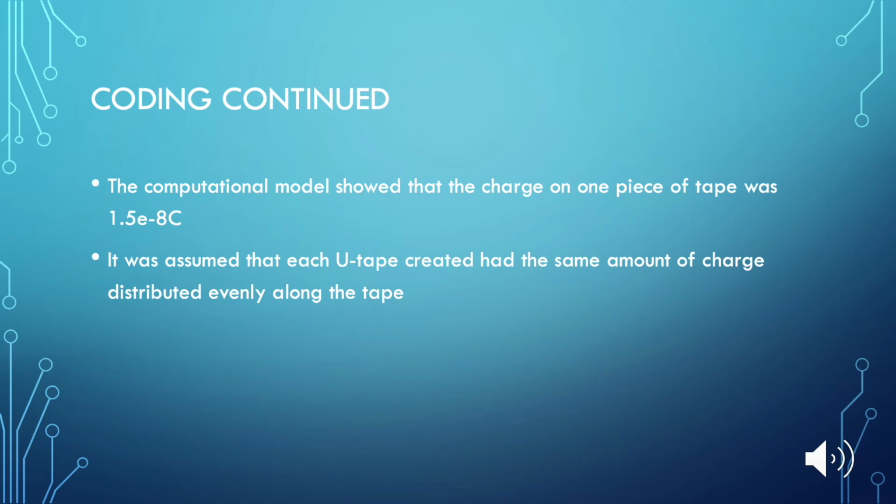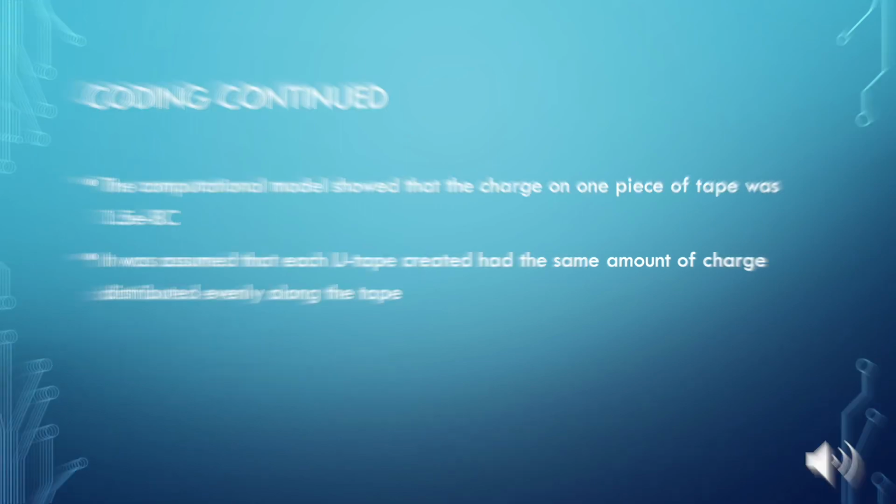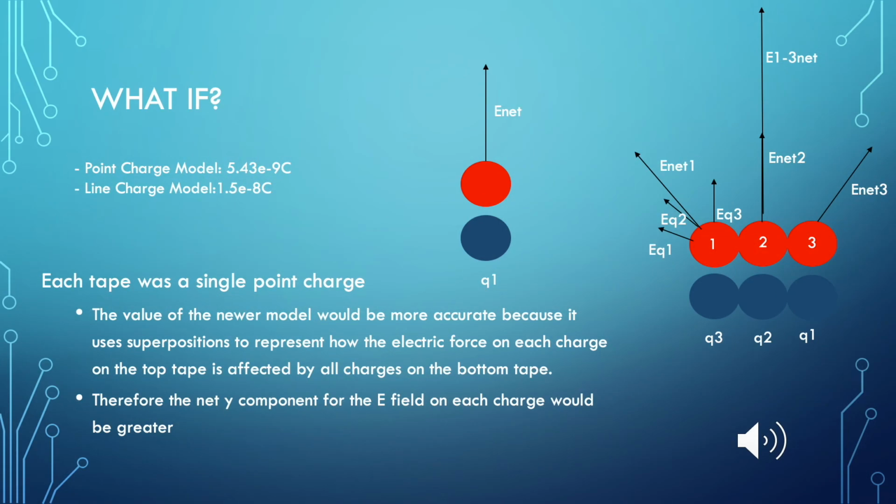One assumption that I needed to make for this experiment is that the same amount of charge was distributed evenly along the tape. This assumption needed to be made because we assumed that the charge was evenly distributed along the tape when we made the magnitude of charge on each part of the tape in the model. Without this assumption, this part of the model would need to be reworked in a more complicated way. If we had modeled each of our tapes as a single point charge like in the previous lab, we would have found a much lower charge.